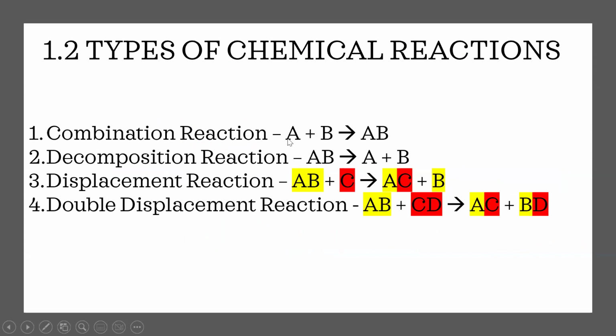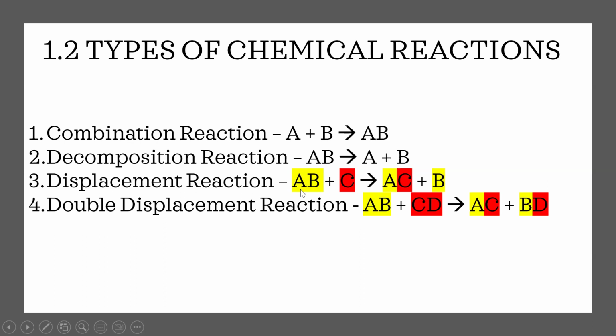Combination reaction, where reactant A combines with reactant B and forms a product AB. Next one is a decomposition reaction. Decomposition reaction is the exact opposite of combination reaction. Here, reactant AB will decompose to product A plus B. Next one is the displacement. Here, 3 and 4 are the same category of reactions. Third one is a displacement reaction. Here, single displacement will take place. Fourth one is a double displacement reaction. A displacement will take place double time.